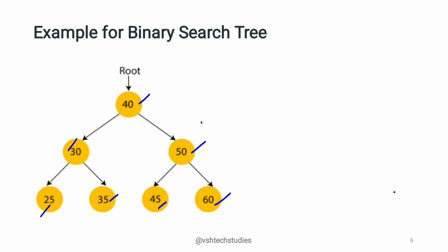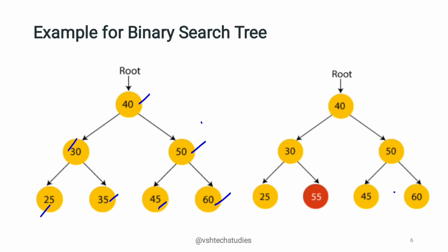So this rule is followed here. Left child is smaller than root, right child is greater than root. So this is an example for a binary search tree. Another, if you take, this is not a binary search tree. First one is a binary search tree. Second one is not a binary search tree because it violates the rule.